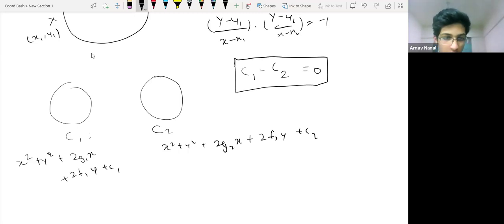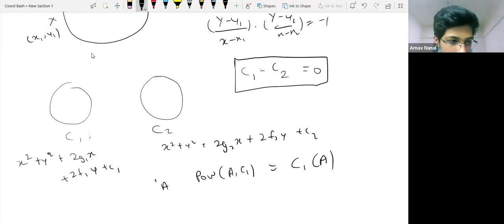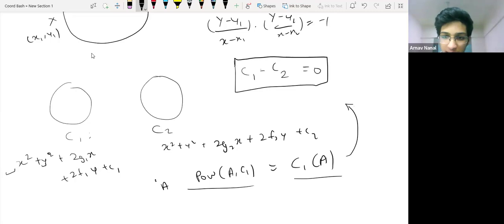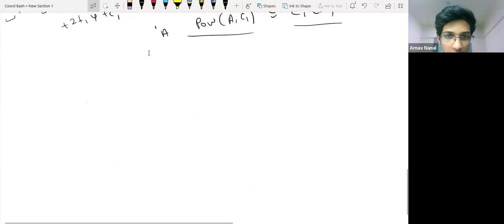And the power of any point A, if A is any point here, then the power of A with respect to the circle is equal to just substituting the coordinates of A in the circle. Also note that for these two formulas to hold, these coefficients have to be 1. Otherwise, you have to divide first. This follows immediately from this. One more thing, but this is quite non-standard, so let's not do that.